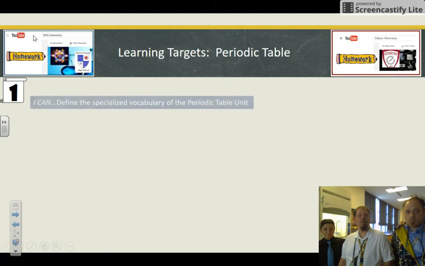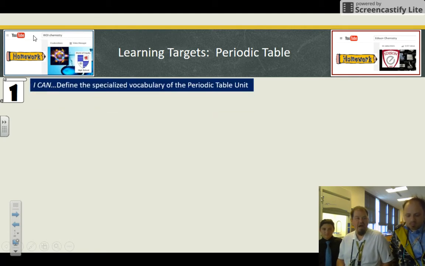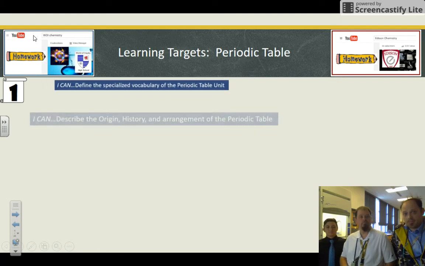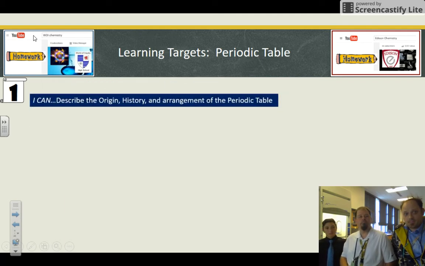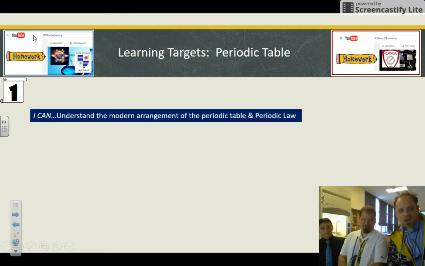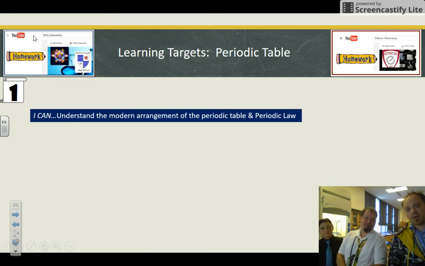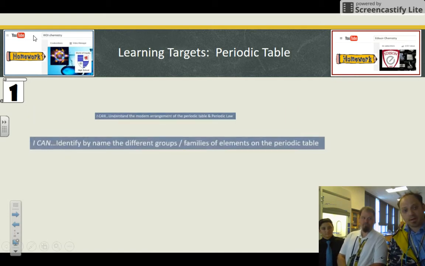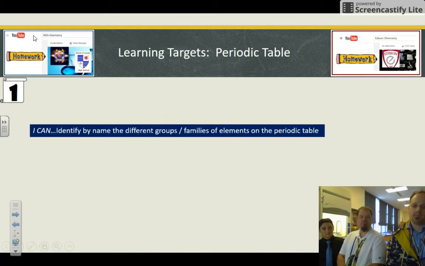So, learning targets. When we are done, you will be able to define your specialized vocabulary. You can describe the origin, history, and arrangement of the periodic table. If you like history, we've got a lesson on history for you. You'll understand the modern arrangement of the periodic table and the periodic law, which is the reason why our periodic table is shaped the way it is, but there are details you'll find out. And you'll be able to identify the different groups and families of elements on the periodic table. Who are they and where are they?